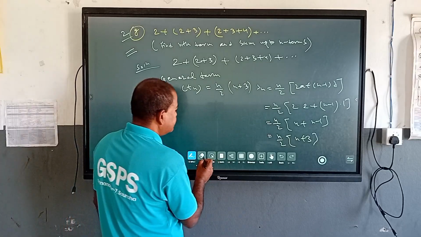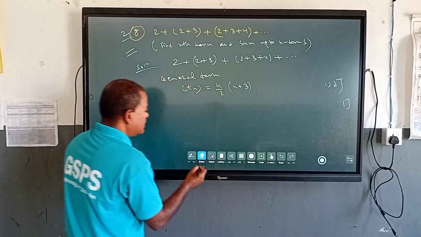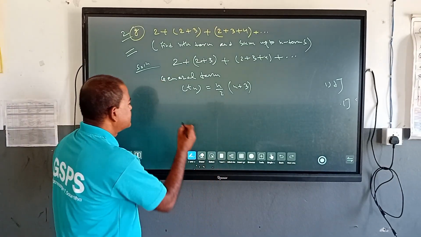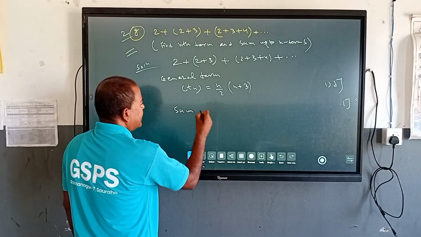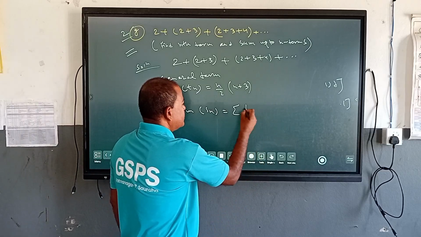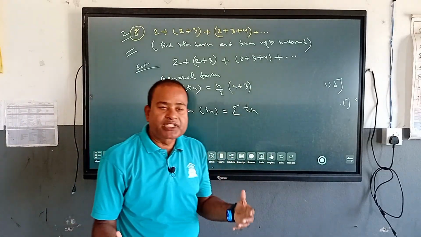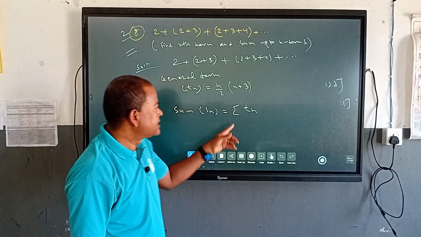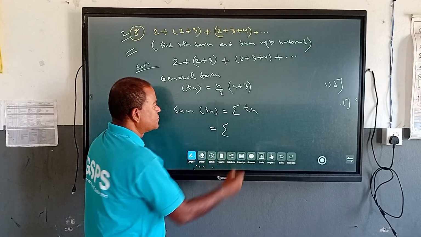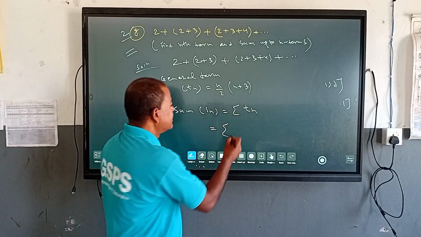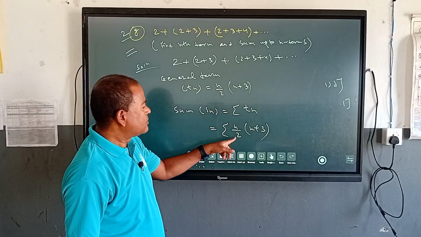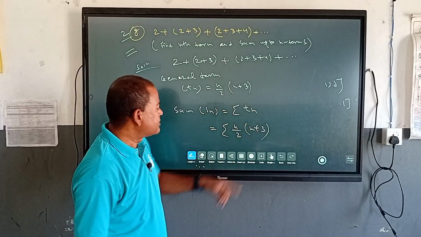Dear students, now after finding the general term, we can find out the sum of the terms of the given series. Sn means the sum of the first n terms of the series. So Sn means we know that summation Tn. In sigma notation, summation Tn represents the sum of the first n terms of the series. So let's substitute the value. Summation Tn means the value of Tn is n divided by 2 times (n plus 3).